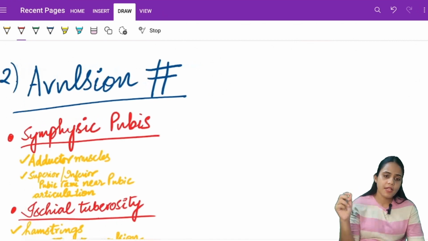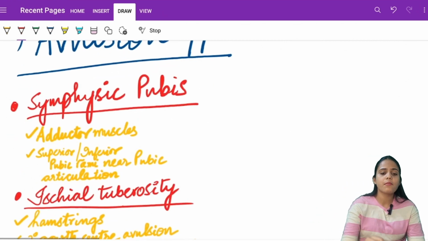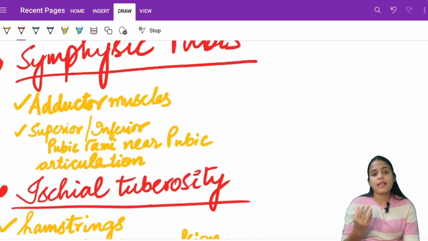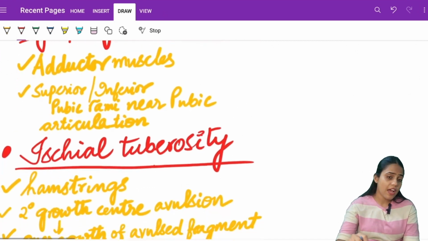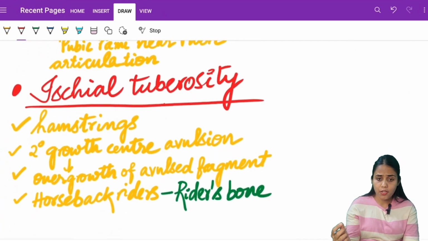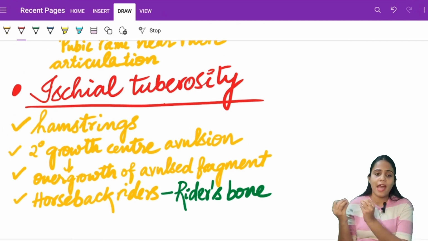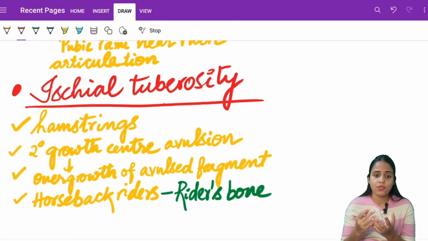At the level of the symphysis pubis, it is usually the adductor muscles that get avulsed, and the site is either the superior pubic rami or the inferior pubic rami near the pubic articulation. The second avulsion fracture is from the ischial tuberosity. This is due to overuse of the hamstrings and avulsion of the hamstrings.